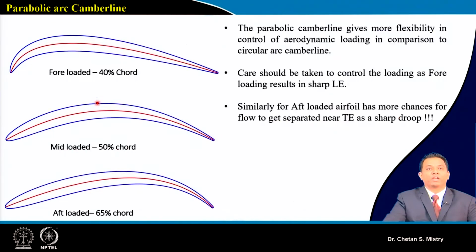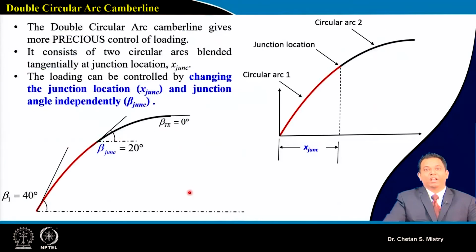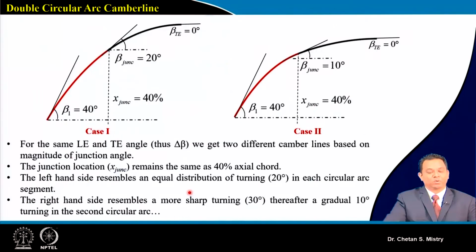Suppose if you look at this kind of configuration, this is what gives us a sudden change of the shape of the blade. Now, in order to have flexibility, we are using this double circular arc camber line. Let's see two cases, case 1 and case 2, for the same leading edge and trailing edge angle, that is, the same delta beta, because that is my design requirement.